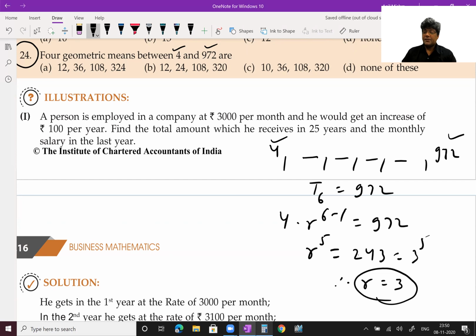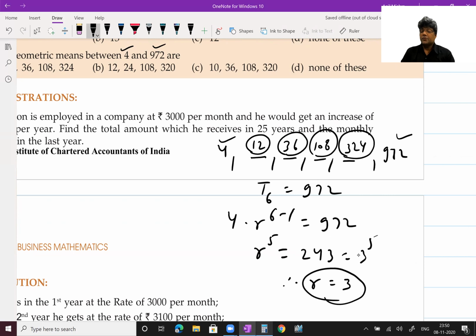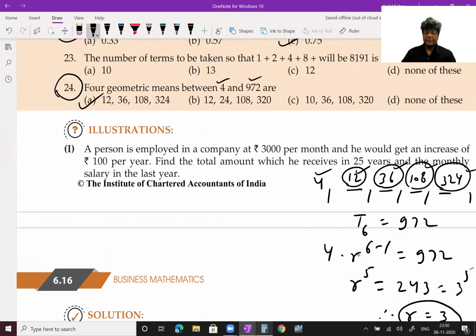Once we got R is equal to 3, we can have these numbers as 4 times 3 is 12, 12 times 3 is 36, 36 times 3 is 108, 108 times 3 is 324. And 324 into 3 will be 972. Check. 3 4s are 12, 2 carry 1, 3 2s are 6, 1 is 7, 3 3s are 9. Yeah. So your 4 numbers are 12, 36, 108, 324. Option A.